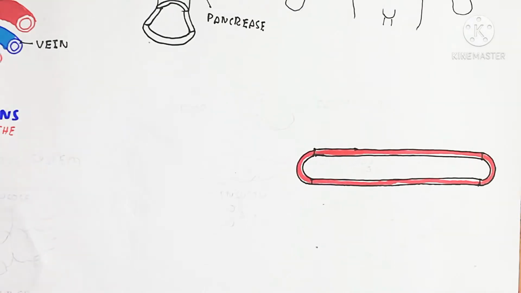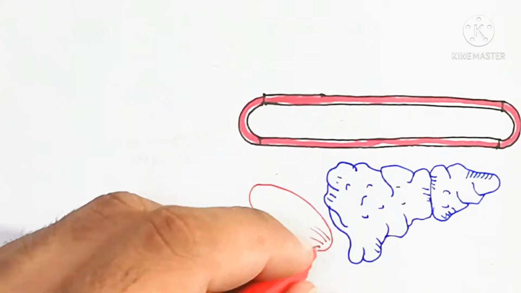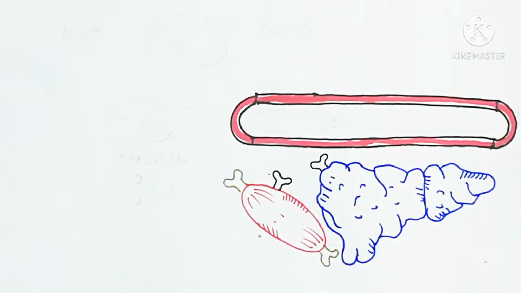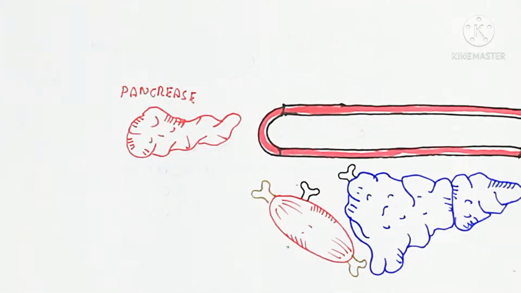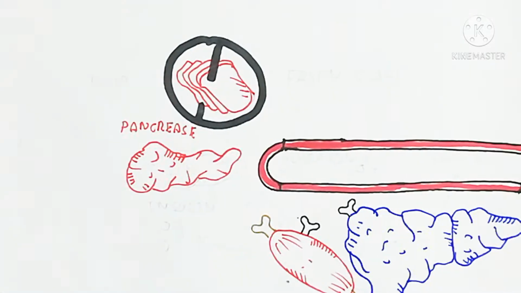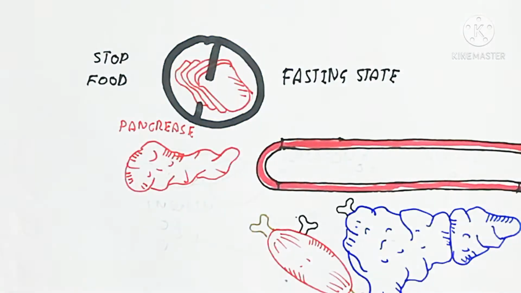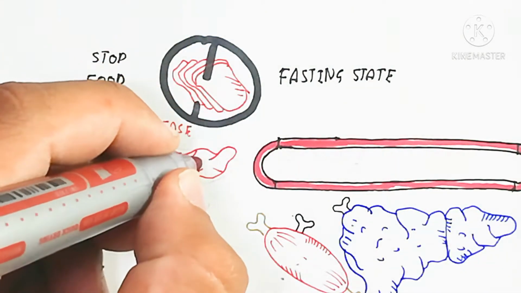So here is the blood vessel, through which we will understand the regulation of insulin and glucagon. When we do not eat food, during the fasting state, glucagon will be increased. Why will glucagon be increased? Because the liver and muscle will act to produce glucose from glycogenolysis.